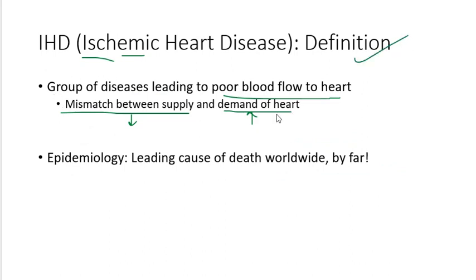So, ischemic heart disease definition, we have it. Supply and demand, we have it. Epidemiology, it is the leading cause of death worldwide by far. Second place is cancers, and it's far ahead of cancers. It's not actually double, but it's almost double as likely that a person will die from heart disease than he would die from cancer. So yeah, do your exercise, good students, and stop eating fatty foods, stop eating too much sugars.